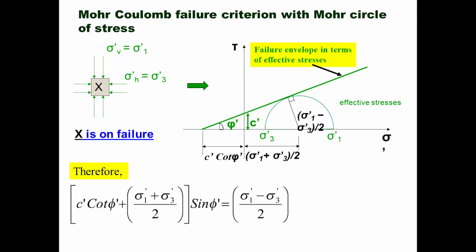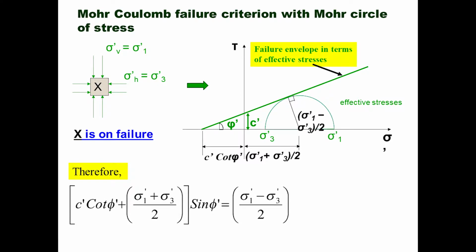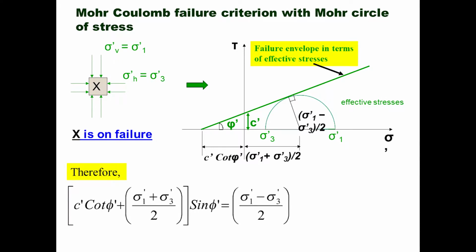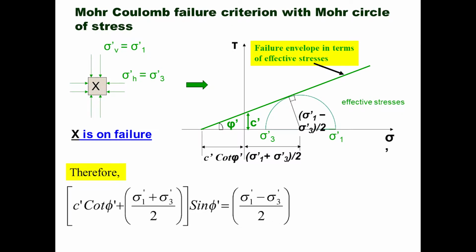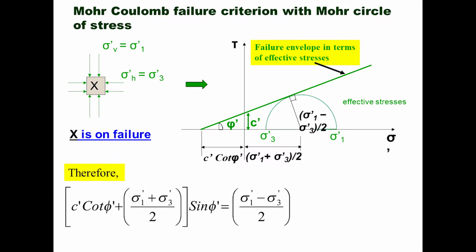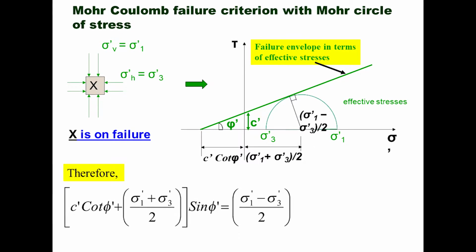Mohr-Coulomb failure criterion with Mohr circle of stresses. The failure envelope in terms of effective stresses is given geometrically. So C dash cot phi dash is given, and the center of the circle, sigma 1 dash plus sigma 3 dash by 2, is also given.